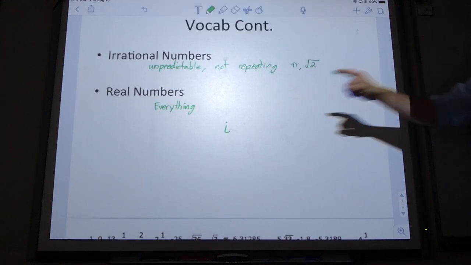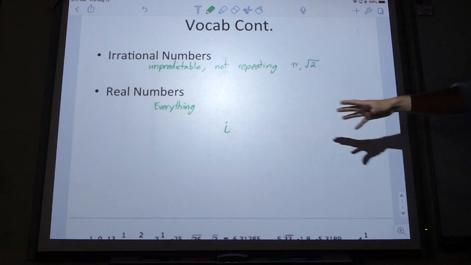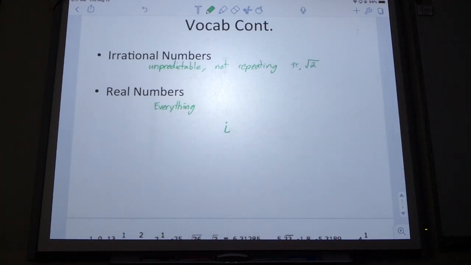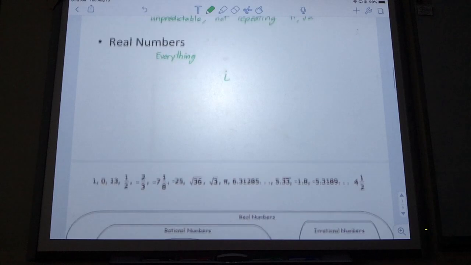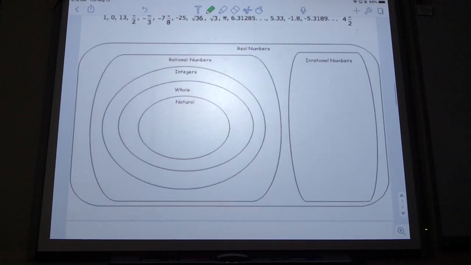If you've ever seen this, that is the imaginary number. And we'll kind of mention it a little bit later, but we actually won't work with that this year. The i is the square root of -1, which is impossible to do, but it still works mathematically, so we use it later in math, not in my class. So right now, what pertains to you is real numbers are everything.